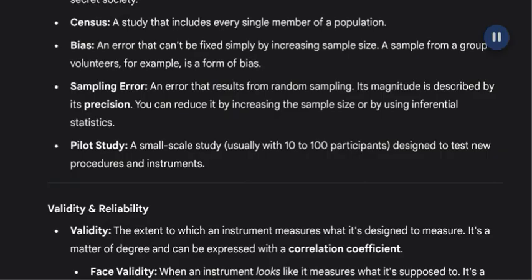Bias, an error that can't be fixed simply by increasing sample size. A sample from a group of volunteers, for example, is a form of bias. Sampling error, an error that results from random sampling. Its magnitude is described by its precision. You can reduce it by increasing the sample size or by using inferential statistics. Pilot study, a small-scale study, usually with 10 to 100 participants, designed to test new procedures and instruments.